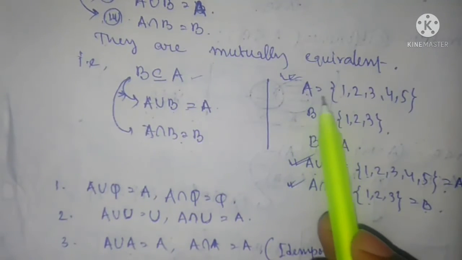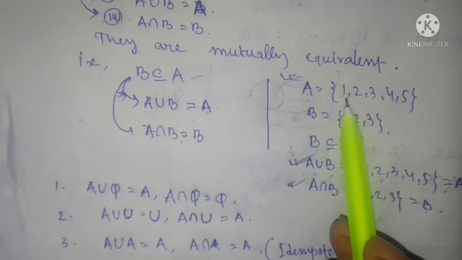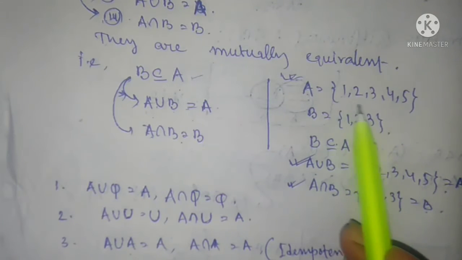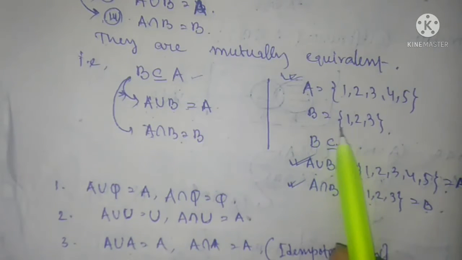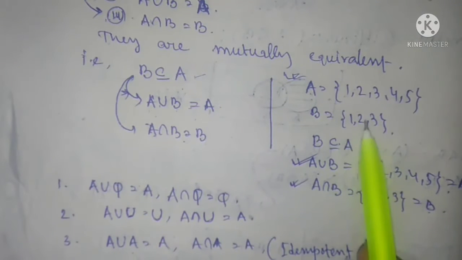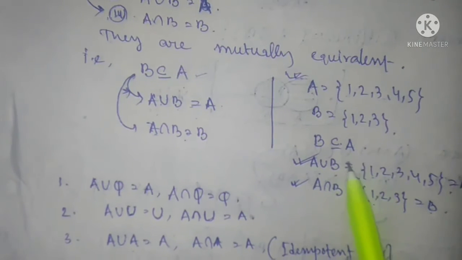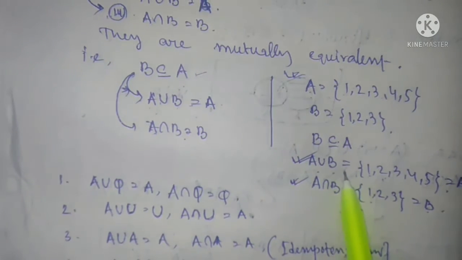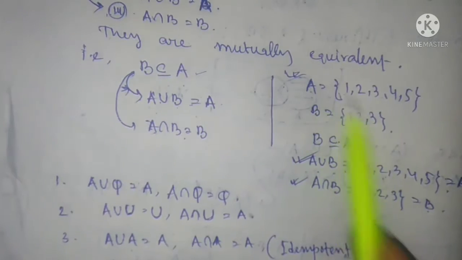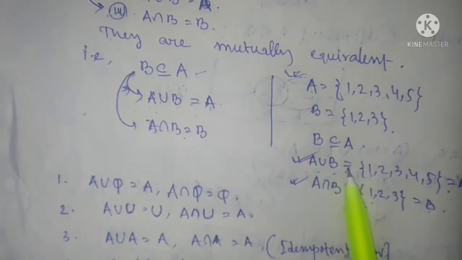As an example, A equals 1 2 3 4 5. There are 5 elements in A and the set B has 3 elements. So B is a subset of A, since A has 5 elements and B has 3 elements. Now their union is exactly equal to A and their intersection is exactly equal to B.